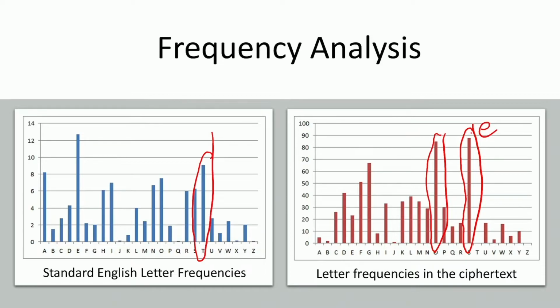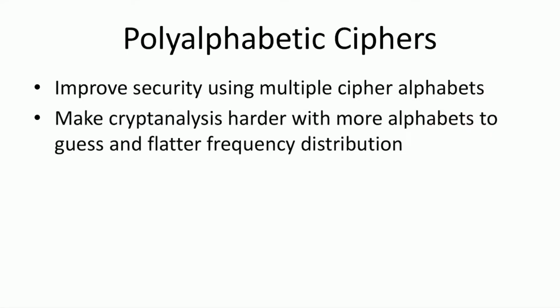This technique can be applied to any language and, of course, not just English. Polyalphabetic ciphers try to make frequency analysis hard by reducing the spikiness of natural language text. As mentioned earlier, polyalphabetic ciphers use multiple cipher alphabets for each plain text letter. Therefore, the frequency distribution is sort of shuffled or flattened.